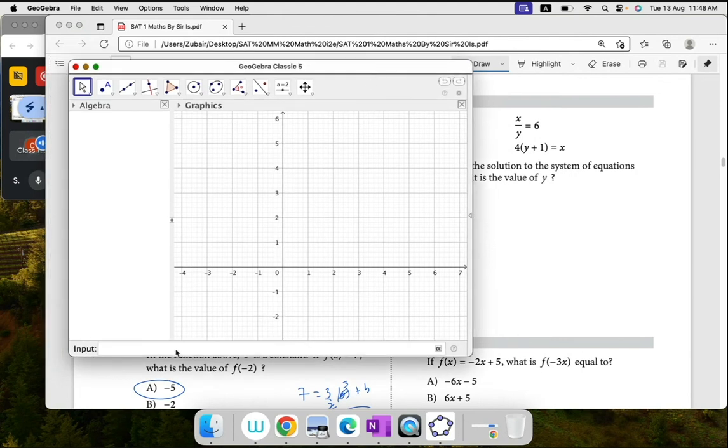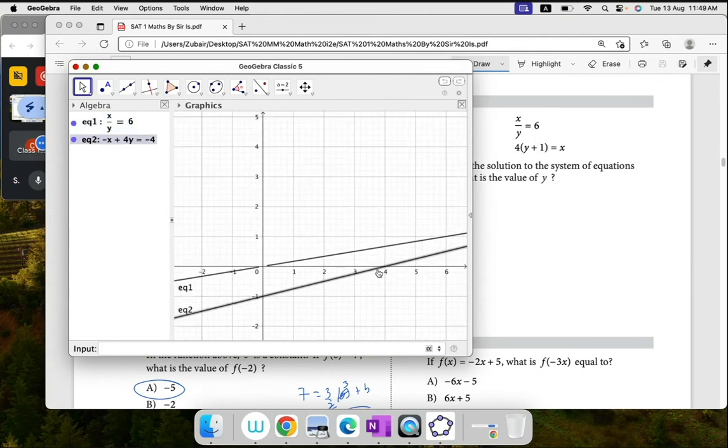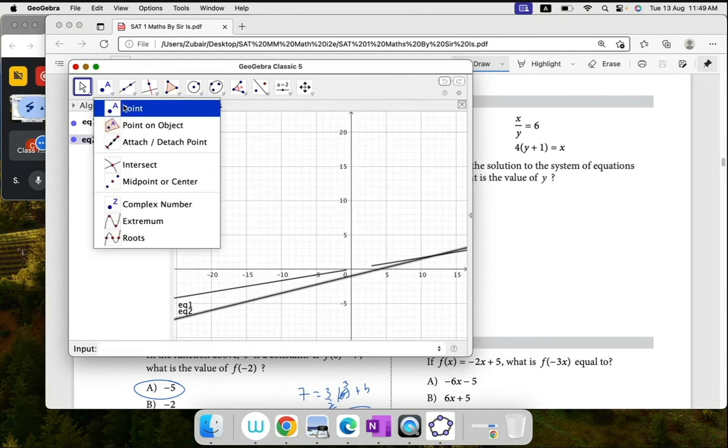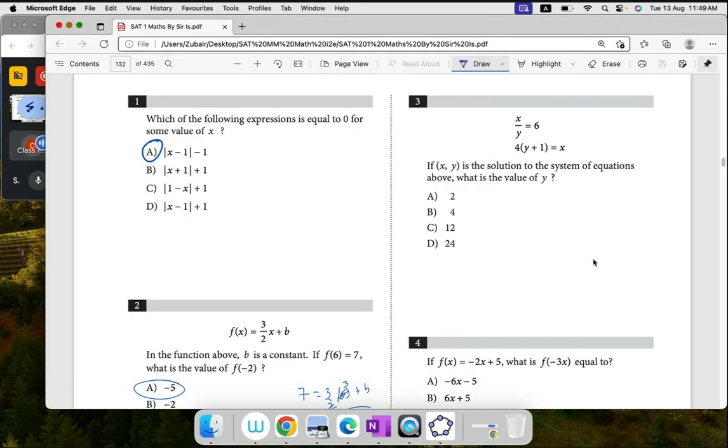x over y is equal to 6. And second is 4 into y plus 1 is equal to x. And there you go. x 12, y 2. y 2.